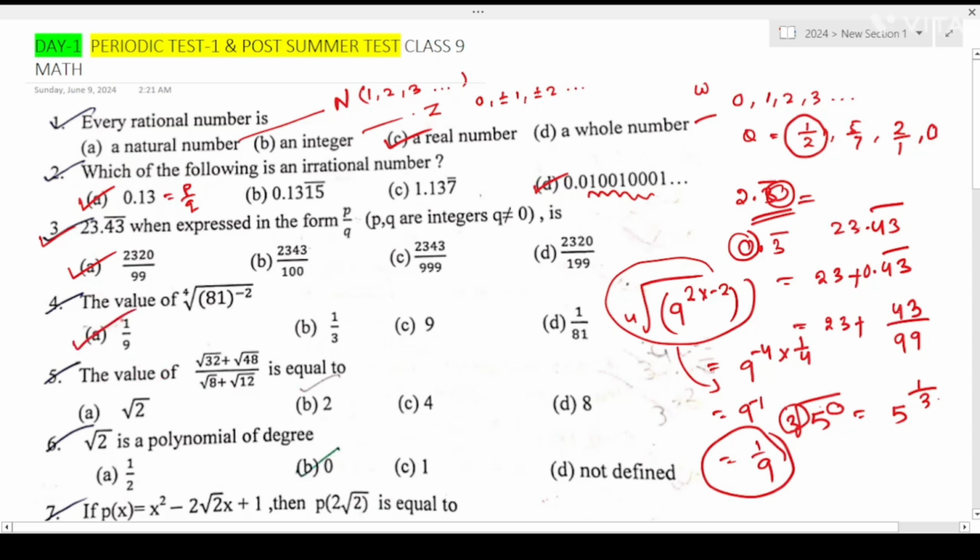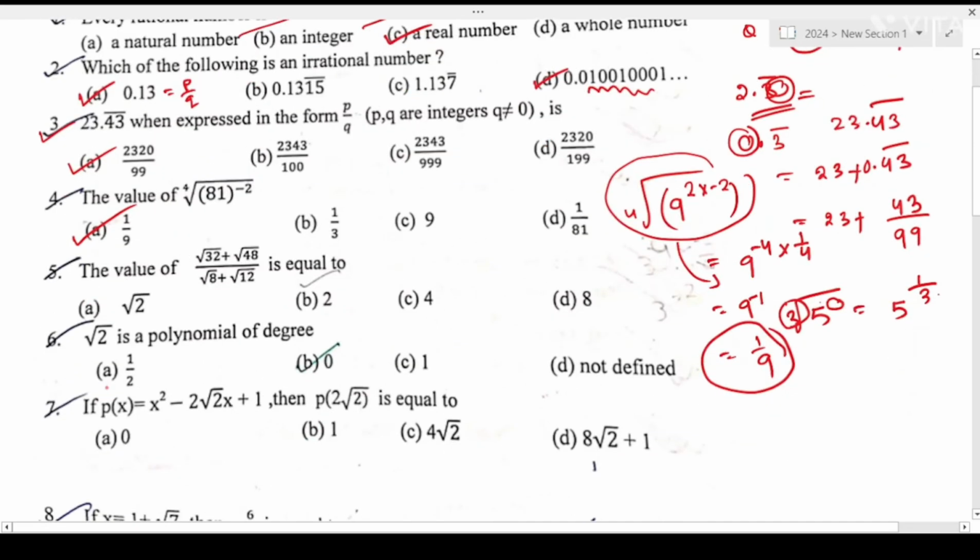Right? Next question, question number 5. The value of root 32 plus root 48. This is a very important question. How to solve? Now 32 we can write as 8 into 4. Any doubt?